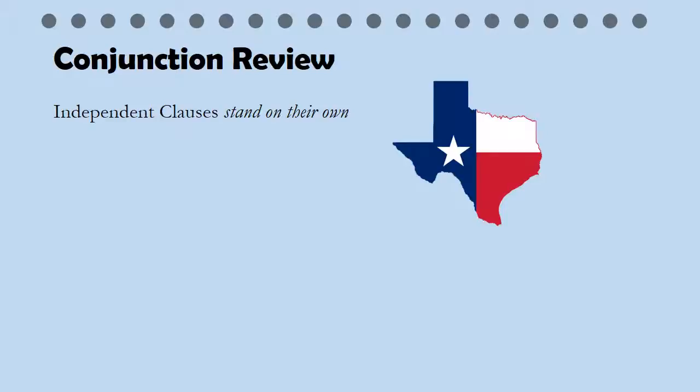Let's take, for example, the clause, I have a sugar addiction. That works just fine on its own. So does the clause, I eat pie all the time. Neither of these clauses needs anything extra to help us understand them. The thoughts are complete enough to be sentences.